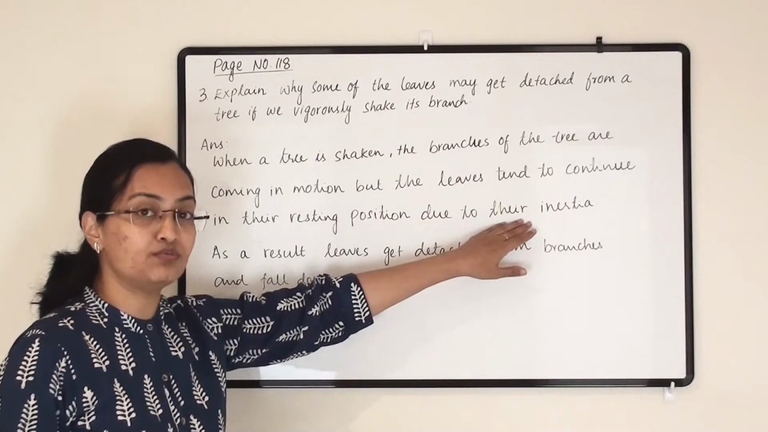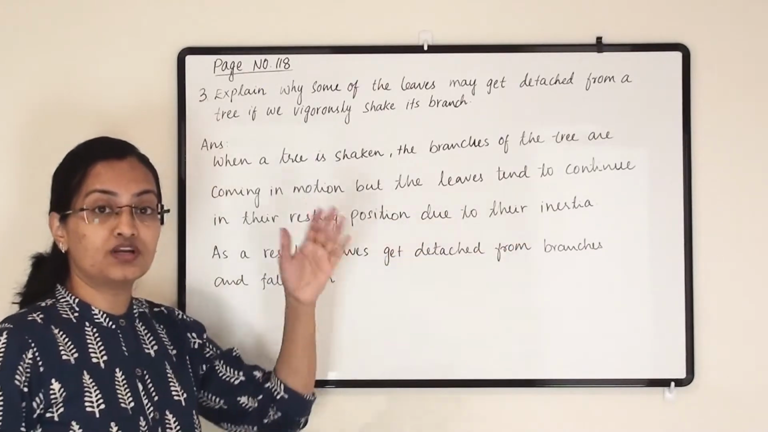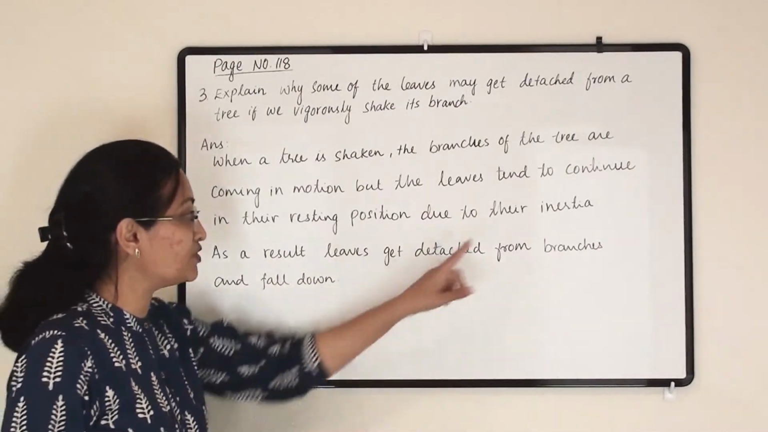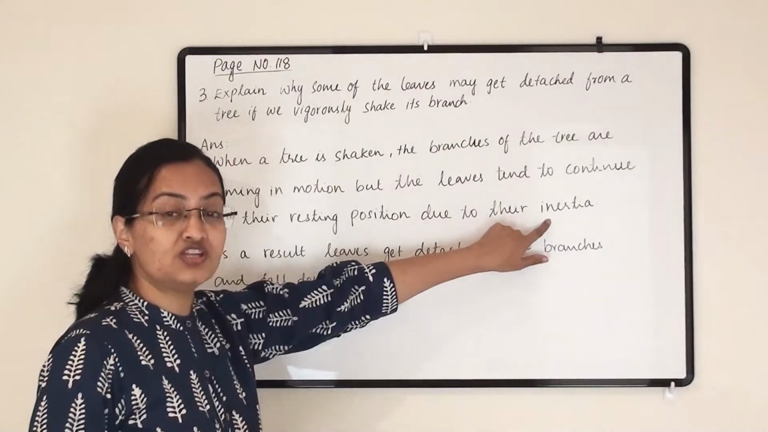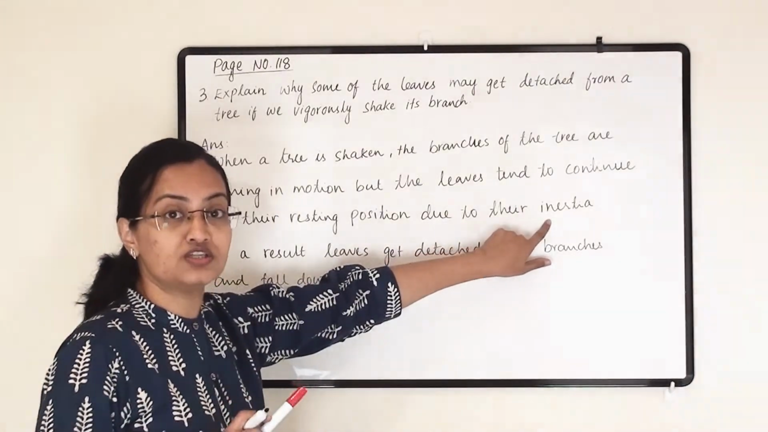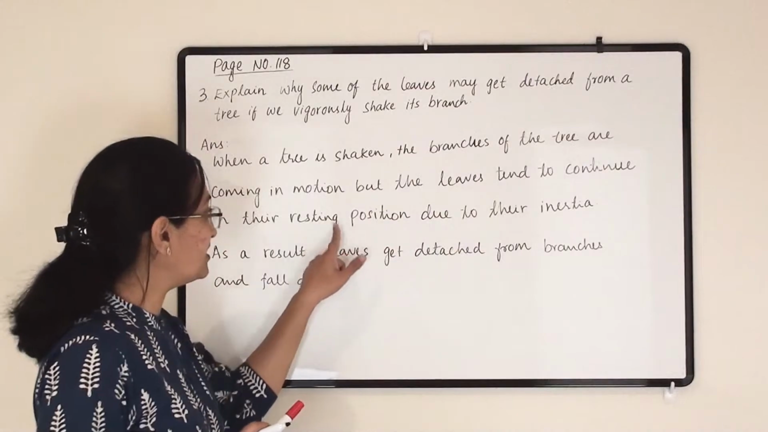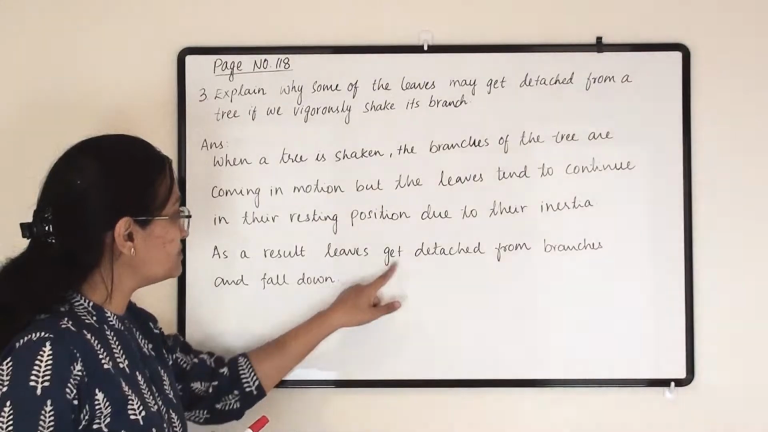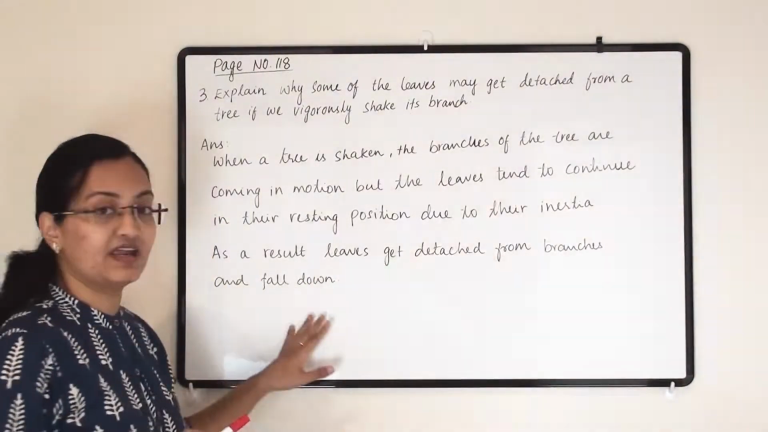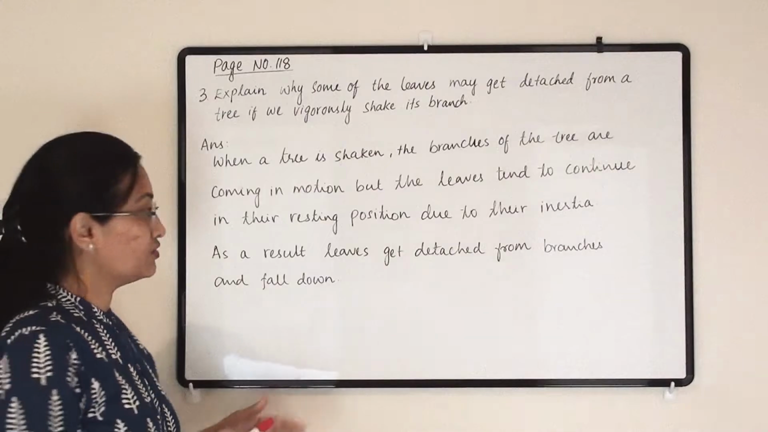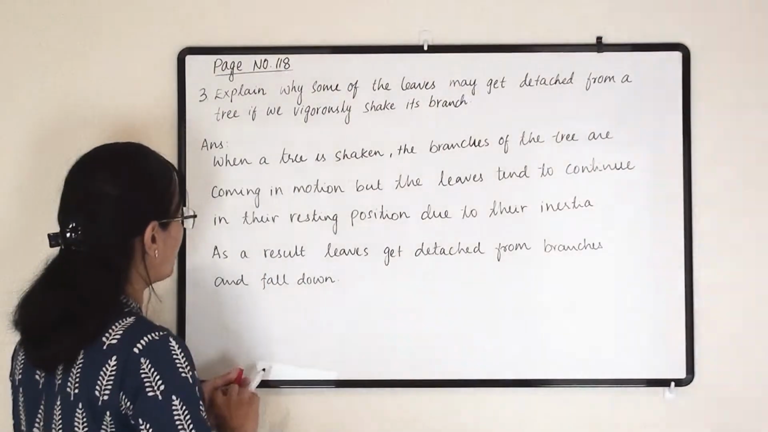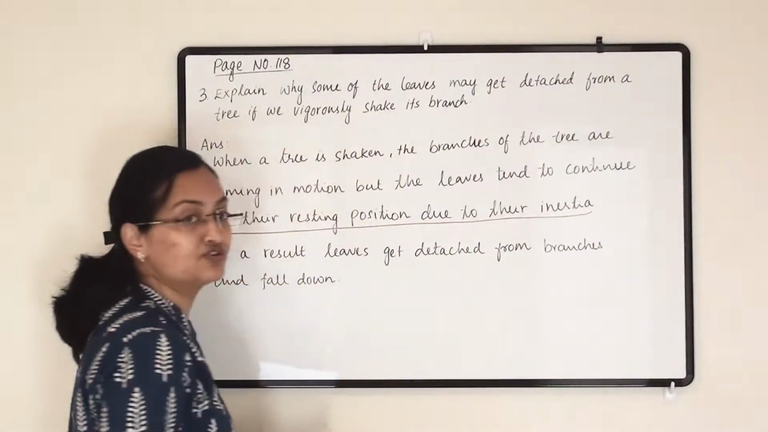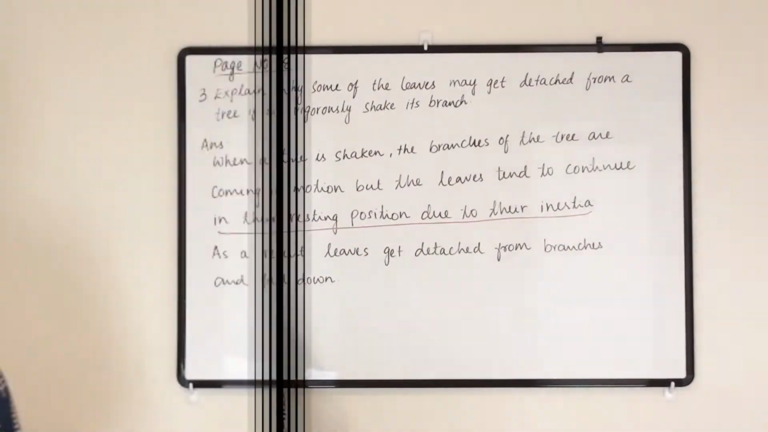And why will this happen? Because of inertia. In whatever situation they are, they will remain in that situation, and that is because of their inertia. We are changing the position of the branch. We are not changing the position of the leaves. So leaves will remain in resting position due to their inertia. As a result, leaves will get detached from the branches and they will fall down. So this statement is important: they are in their resting position due to their inertia, and that's why they will fall down.